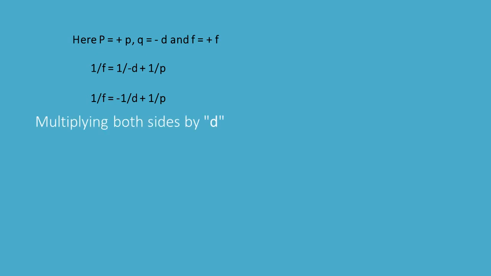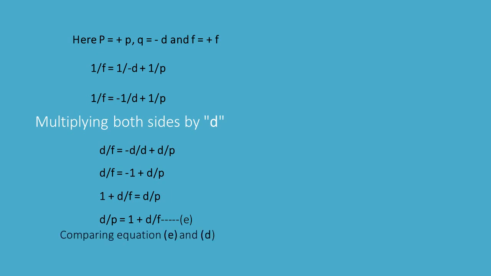When you multiply both sides by D, you will get D upon F equals to minus D upon D plus D upon P, and D upon F is equals to minus 1 plus D upon P. Now 1 plus D upon F is equals to D upon P, or D upon P is equals to 1 plus D upon F, which is our equation E. Comparing equation E and D, we get magnifying power equals to 1 plus D upon F, which is our required equation for a simple convex lens behaving as a microscope.